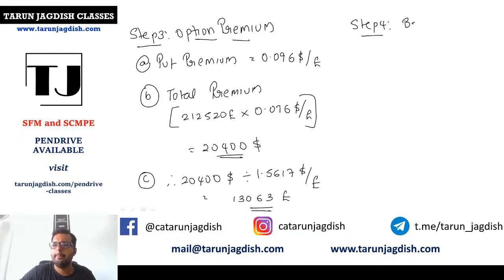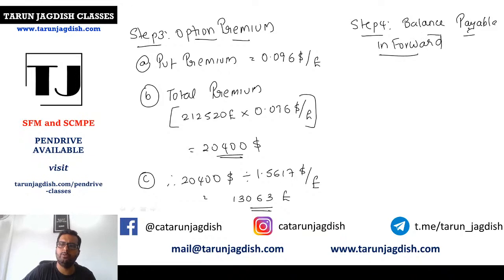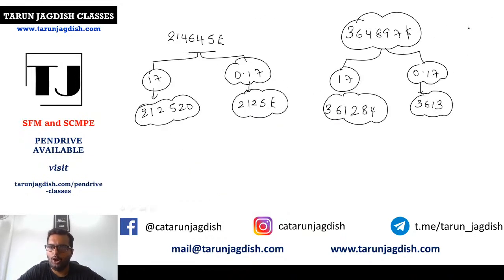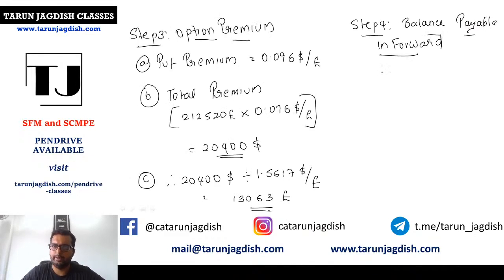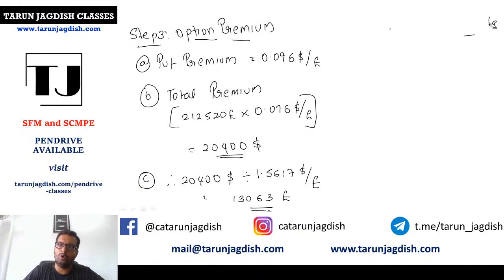Step 4, balance payable in forward market. Whatever is remaining, I have to pay in the forward market. How much is remaining? 361,284. Okay, 1 minute, friends. Sorry. There is a correction here also. 13,063 is a premium payable now or on expiry? It is a premium payable now.